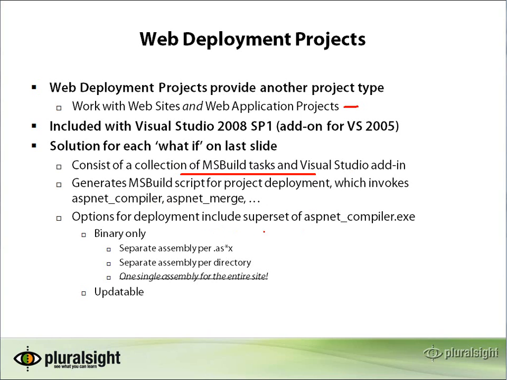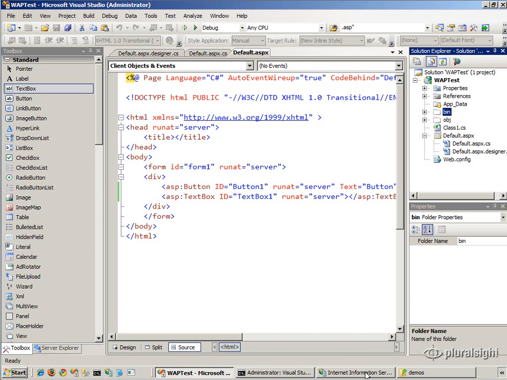And the options for deployment include a superset of the compiler options that we looked at earlier, which includes binary only for the separate assembly per directory, and also one assembly for the whole site. And that was the piece that was missing before. It also supports the updatable model. So let's go ahead and try this out.